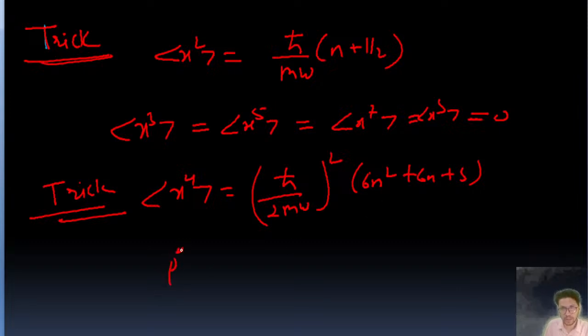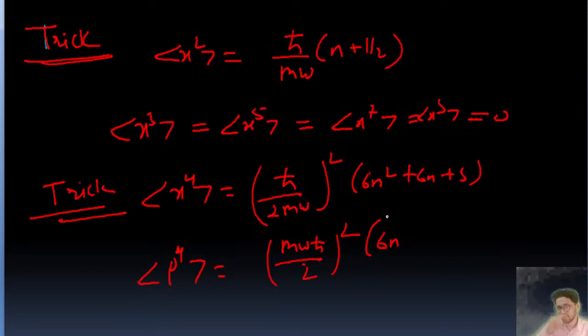Similarly, the expectation value of p to the power 4, that is momentum, is going to be m omega h cut by 2 whole square, times 6n square plus 6n plus 3. Very important. So you can easily find the expectation values. That means if you know that, you can easily find the first order correction in the energy, because first order correction means you need to find the expectation value. Very simple, right? You need to note this down.